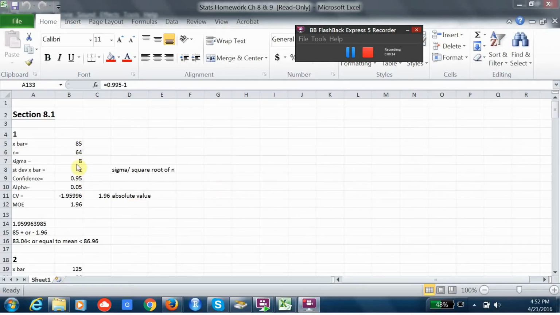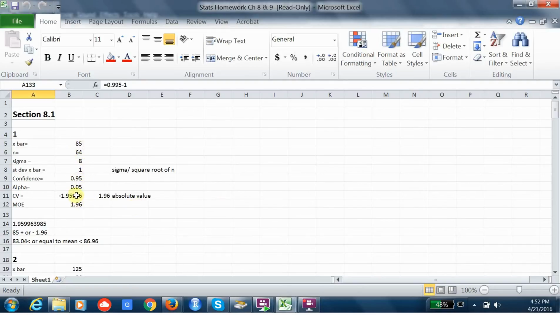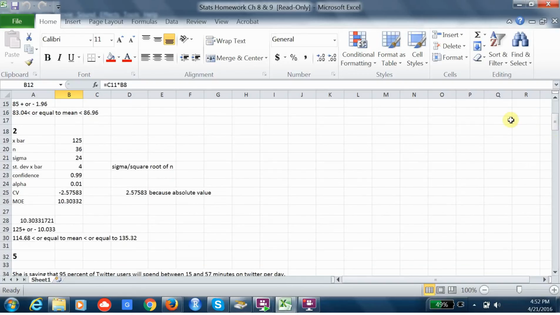So, first problem, you have a confidence interval. That's good. Absolute value, margin of error is that because the standard deviation of x bar is just 1. Add and subtract it. I like that. That's okay. Yeah, that looks good. Okay. Problem 2. Again, another confidence interval.